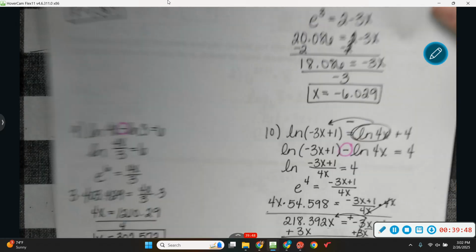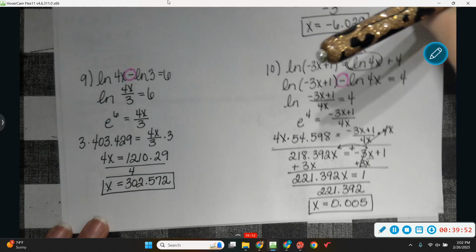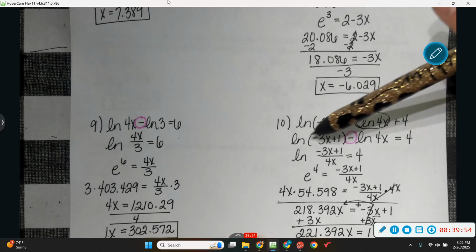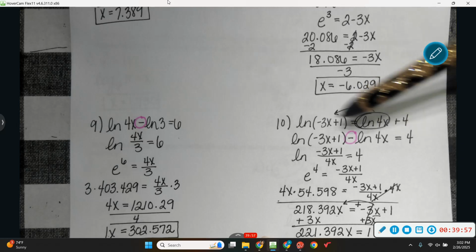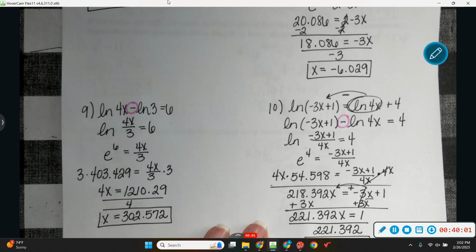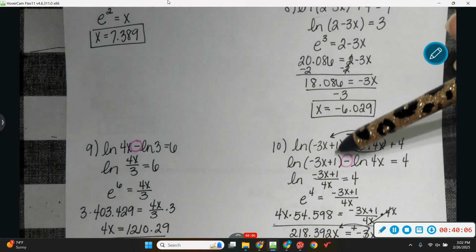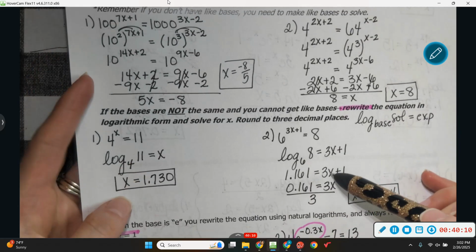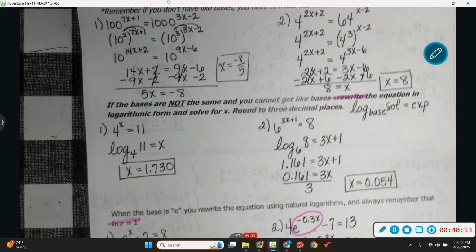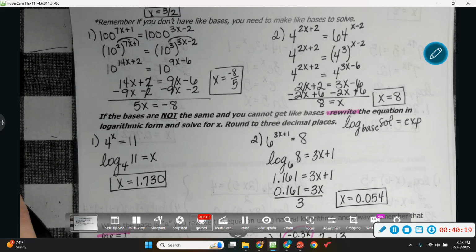You have a quiz over this next class. Make sure that you are using your logarithmic properties whenever you have two logs or natural logs in one equation. If you start with a logarithmic, you end up rewriting it in exponential. If you start with exponential, remember you rewrite it in logarithmic. So if you have any questions, let me know. Come see me before or after school. And that is it for 7.5.